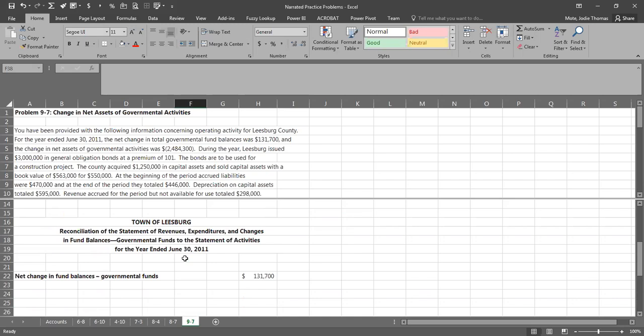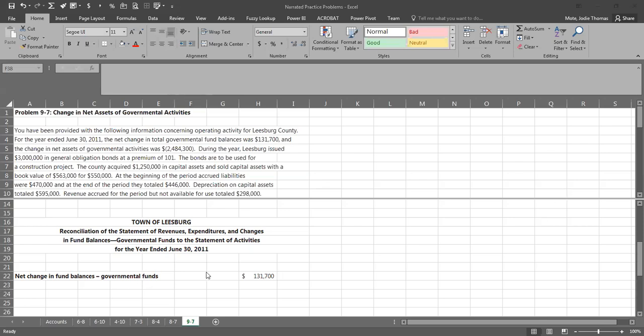This is a required statement when you're presenting your financial statements to reconcile those two, because again, they're presented on different bases. The governmental activities are prepared using the accrual basis of accounting, whereas your governmental funds are prepared using the modified accrual basis of accounting. And so there are several things that you need to do in order to reconcile those two.